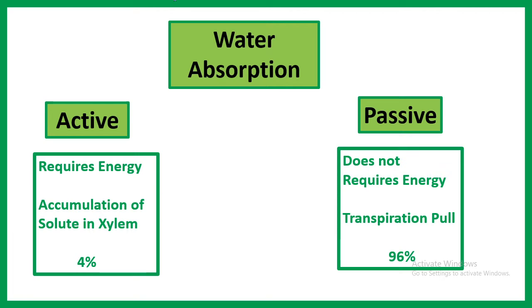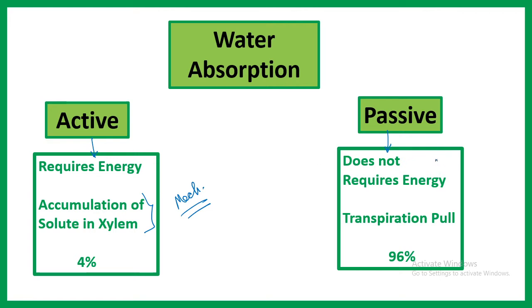So as we have learned in the previous class, the active process requires energy, and that is why it is known as an active process, and the passive process does not require energy. That's why it is known as a passive process. Now this active process takes place by the accumulation of solute in the xylem. So this is the mechanism of action. How is it done? It is done by accumulation of solute into the xylem. Now how that mechanism plays out, we will learn in a moment.